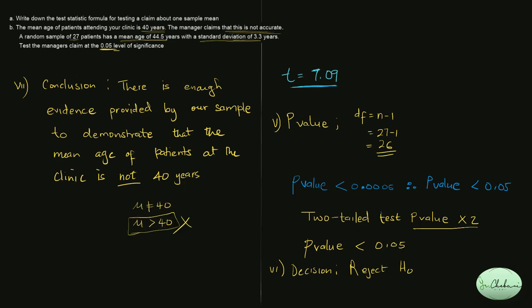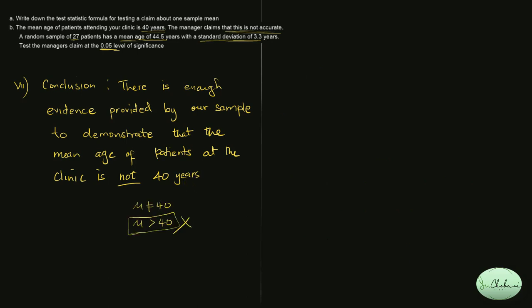Okay, let's discuss the critical value method. So with the critical value method, this is the critical value method. Remember, we are conducting a two-tail test. Okay, it's a two-tail test.